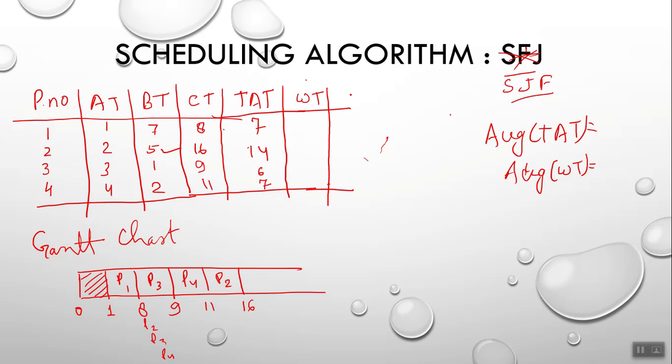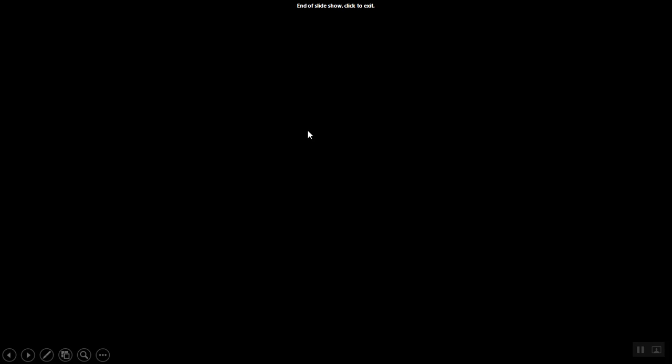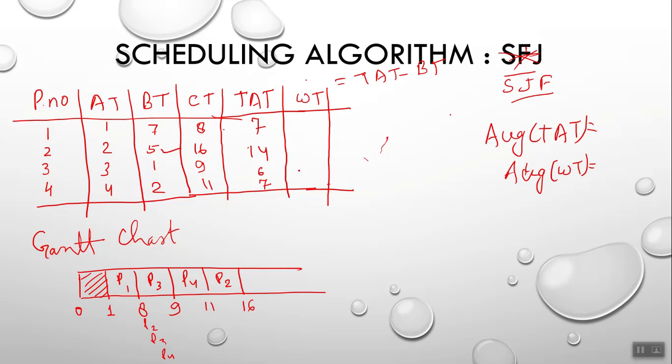Waiting time is turnaround time minus burst time, right? So the waiting times are 0, 9, 5 and 5. The average turnaround time is 7 plus 14 plus 6 plus 7 divided by 4, and the average waiting time is 0 plus 9 plus 5 plus 5 divided by 4, which gives 4.75, right?